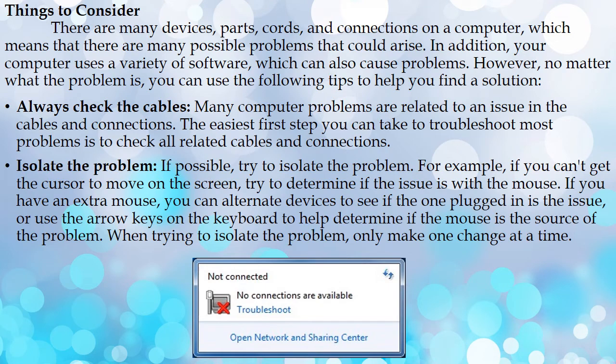Next, we have to isolate the problem. If possible, try to isolate the problem. For example, if you can get the cursor to move on the screen, try to determine if the issue is with the mouse. If you have an extra mouse, you can alternate devices to see if the one plugged in is the issue, or use the arrow keys on the keyboard to help determine if the mouse is the source of the problem. When trying to isolate the problem, only make one change at a time.